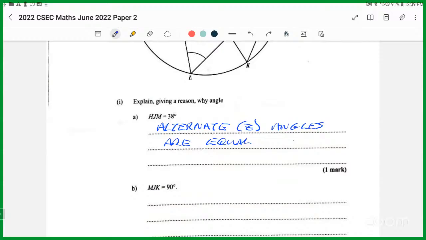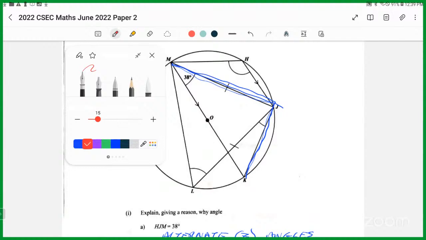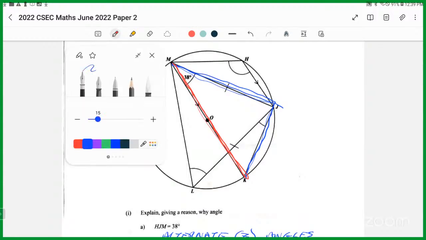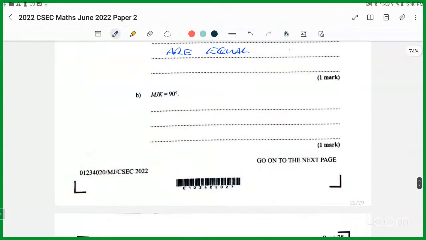Alright? And why is angle MJK 90 degrees? Let's look at it. Angle MJK is 90 degrees. Why? Because it is subtended by a diameter. See it there? Diameter rule. So that blue angle here is 90 degrees right here. Subtended by a diameter. So that's the reason. Angle subtended by a diameter is 90 degrees.